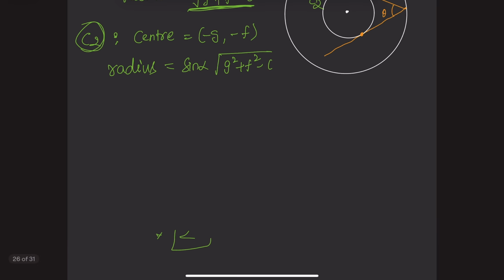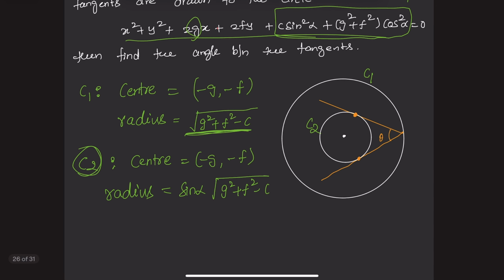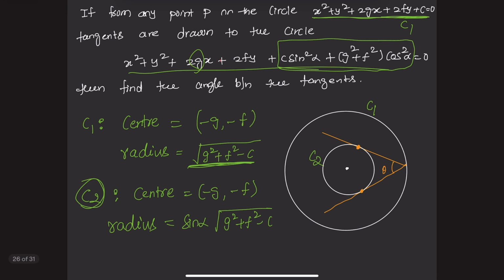Now what do we have to do? So what are they telling? From any point P on the circle C1. So let's say this is point P. Tangents are drawn to the circle C2. So these two are tangents. This is T1, this is T2. Then find the angle between the tangents. So let us say the angle between tangents is theta.